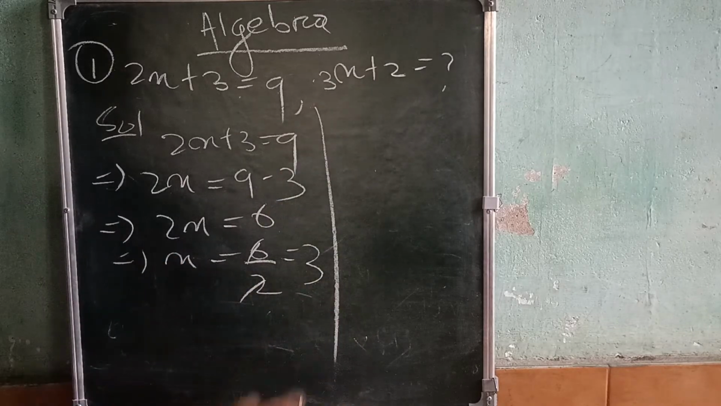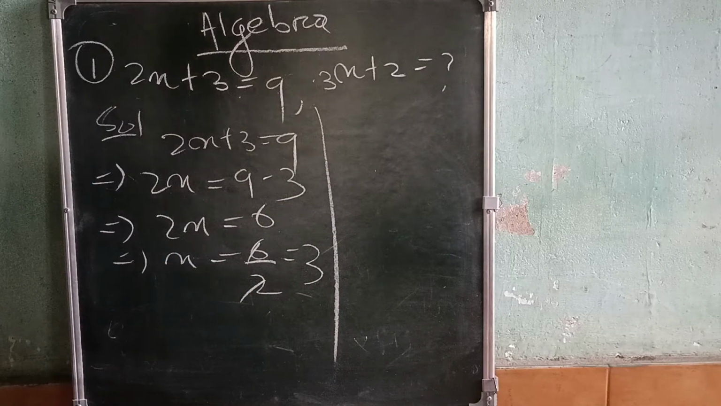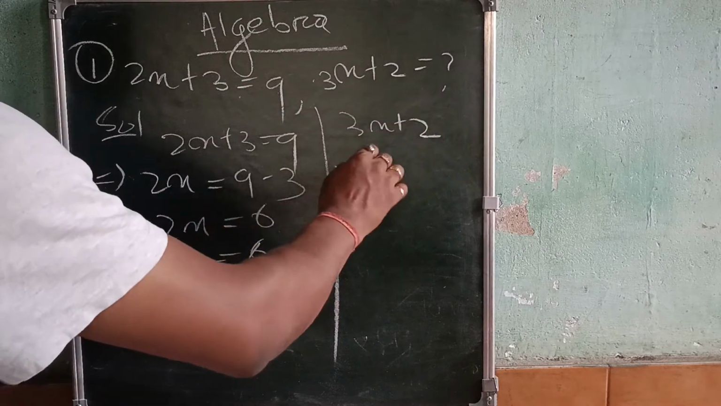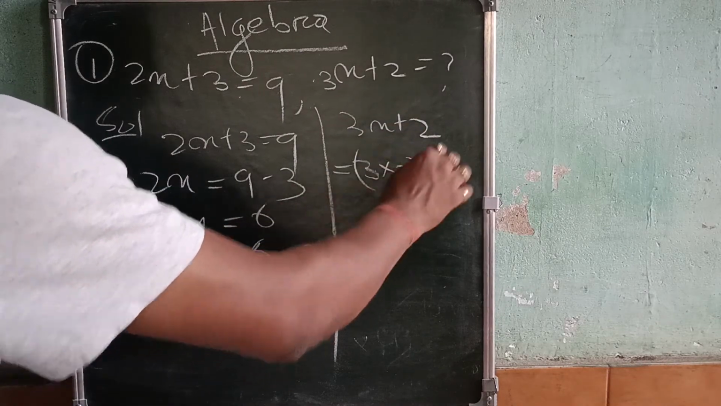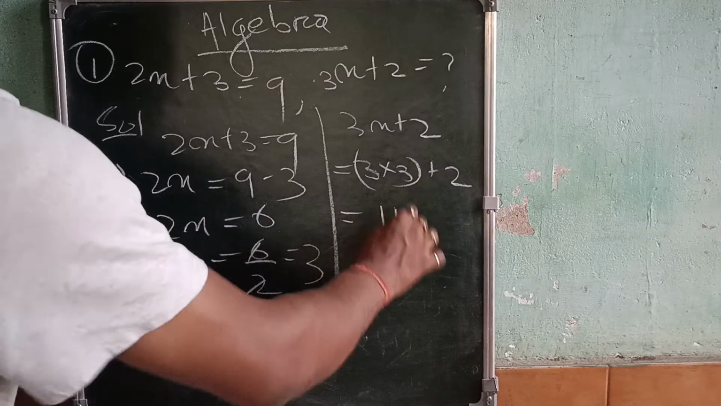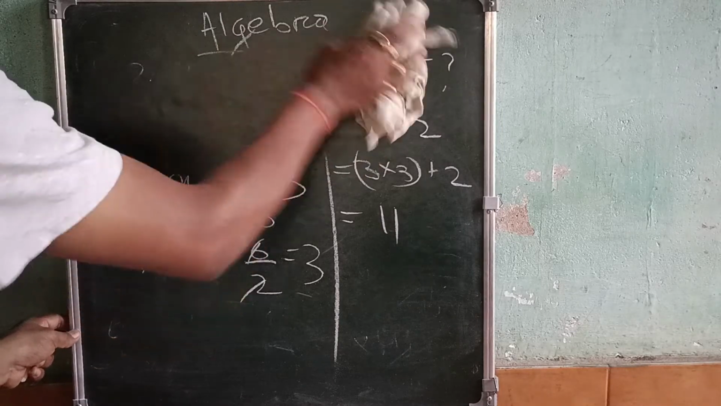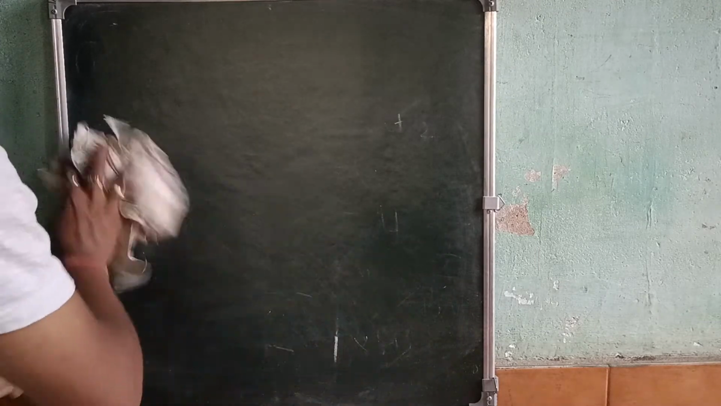The x value we have now confirmed. So just put the value, then find out the answer: 3x plus 2 is how much? So 3 into 3 plus 2, that means 11, right? Is that clear? This is a very simple question. So now let's go to the next question, right?